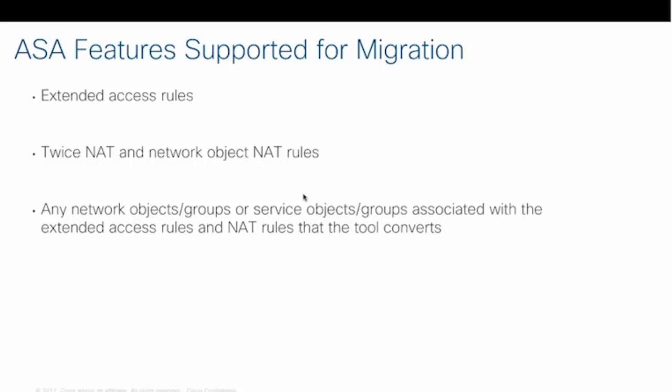Now we will take a look at the different features that are supported for migration. The migration tool will support extended access list and also twice NAT and object NAT rules for migration. If the ASA configuration file contains any standard access list or any NAT rules other than twice NAT and network object NAT rules, those will not be migrated by the migration tool. Also, if the configuration contains any network objects or object groups, service objects or object groups which are not associated with any actively used access control rule or NAT rule, then the migration tool will not convert them.